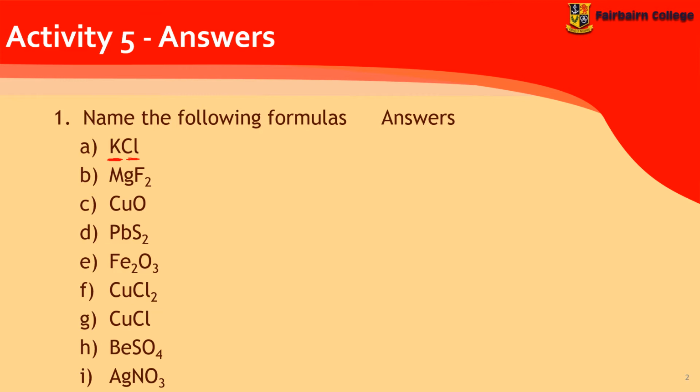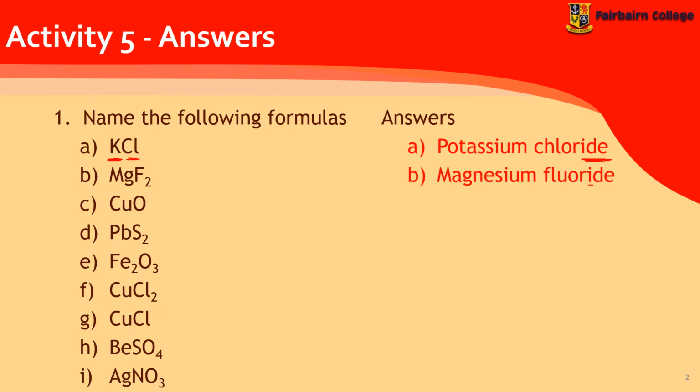And remember, the second part of the name requires a bit of a change. So we change the INE of chlorine with an IDE. So it's potassium chloride. Then the second one, we have magnesium fluoride. And then the third one, we have copper and oxygen.